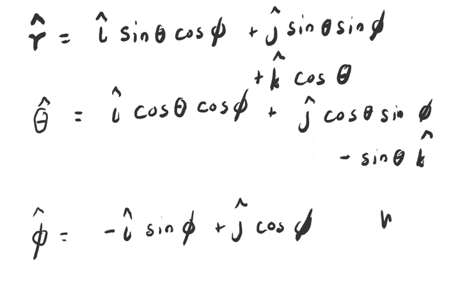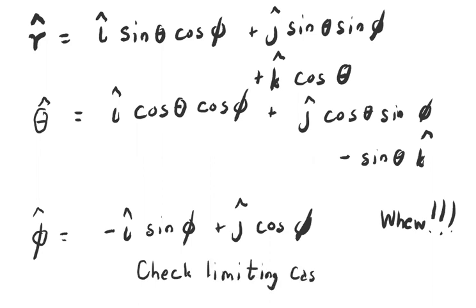So that's a lot, but there are 2 exercises I'll leave for you to do. Check limiting cases. See if these guys make sense. Suppose theta is 0 and suppose phi is pi over 2. Do you get the right expressions for these unit vectors? Mix these things up. Also, calculate dot products.